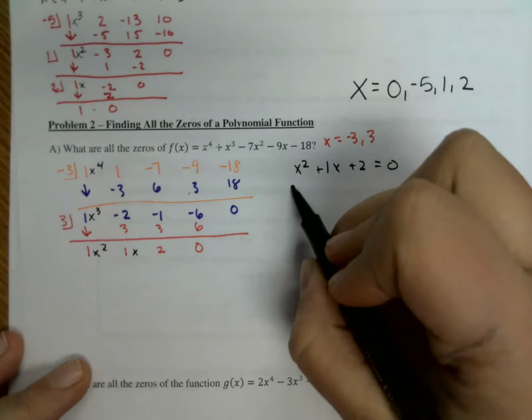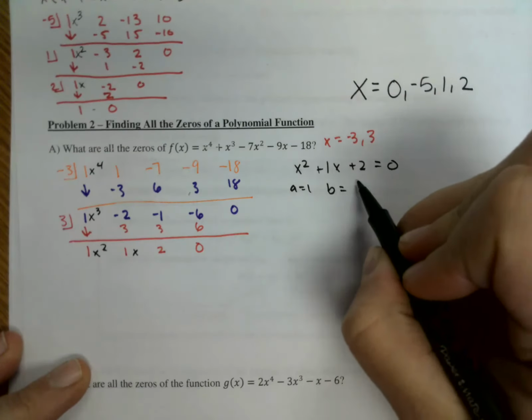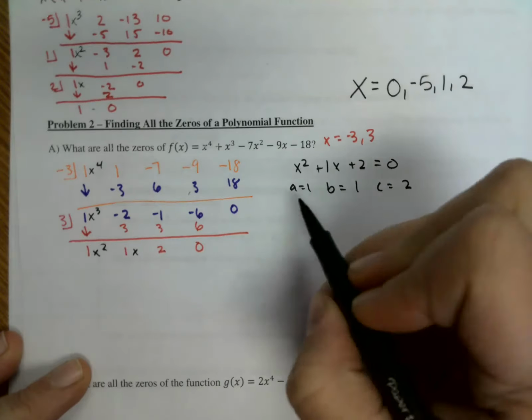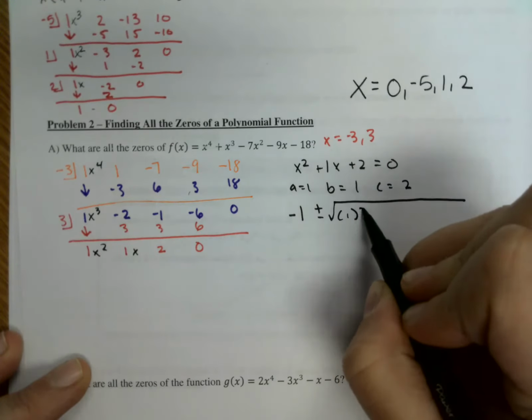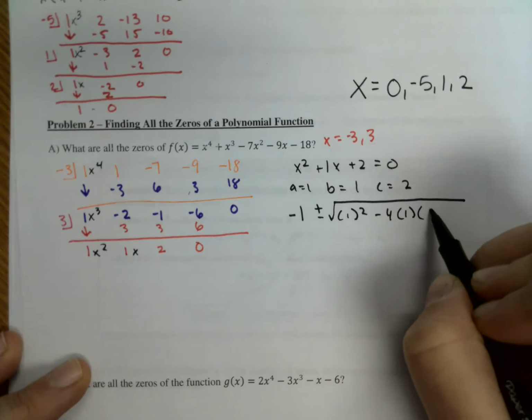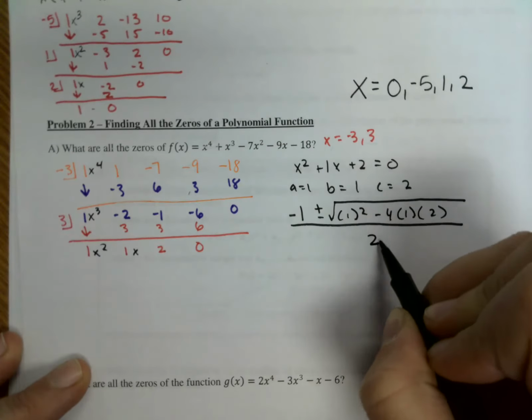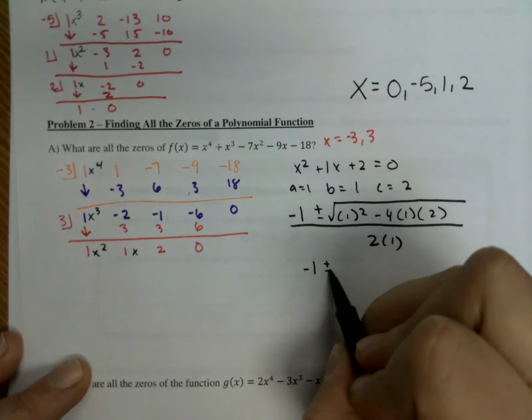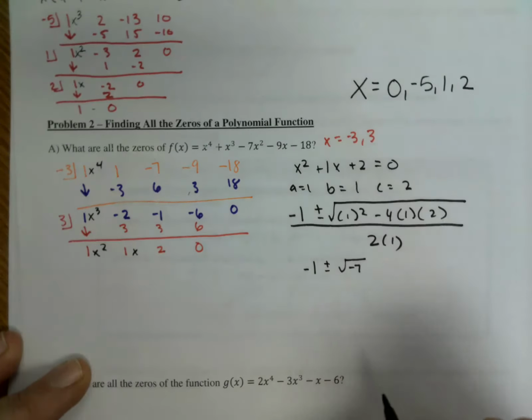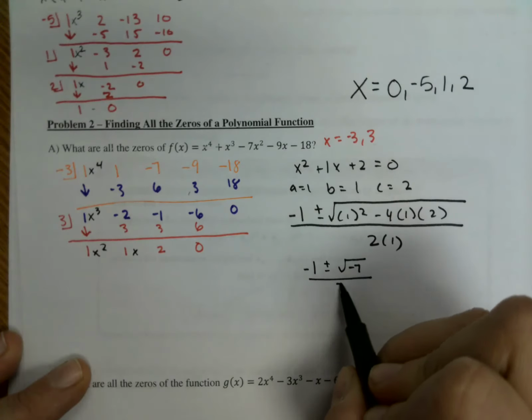So this is now where I'm going to figure out what my last two answers would be by using the quadratic formula. So opposite b plus or minus the square root of b squared minus 4 times a times c, whole shebang over 2a. So negative 1 plus or minus the square root, this becomes negative 7 over 2.